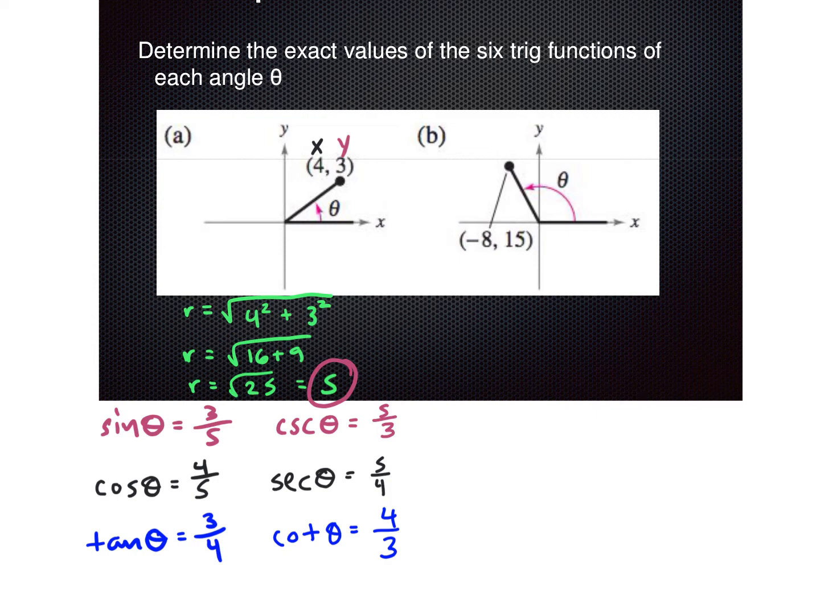All right, let's look at B. What do I have to do first? Find r. So r is equal to the square root of x squared, so negative 8 squared, plus 15 squared. What is negative 8 squared? 64. And what's 15 squared? 225. So 64 plus 225 is 289. Can I simplify the square root of 289? Yes. What is it? 17.